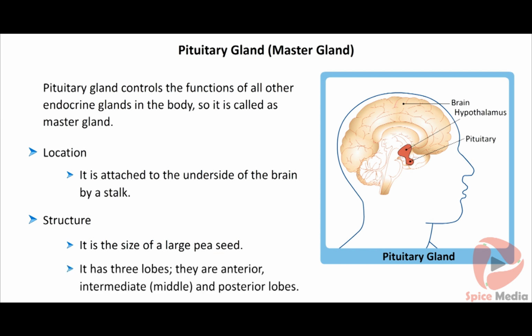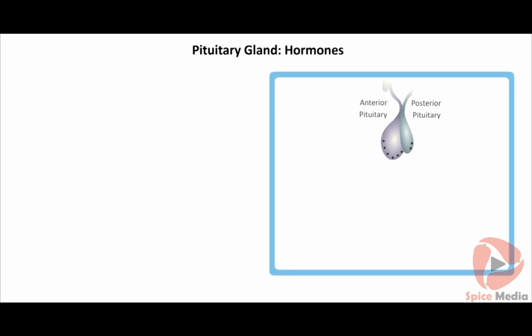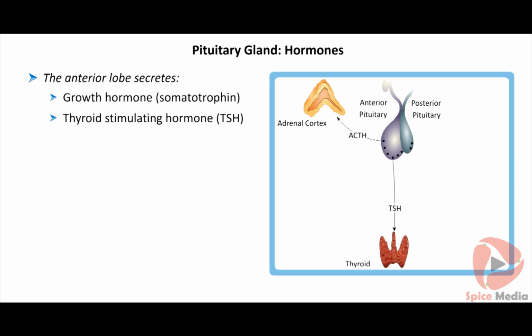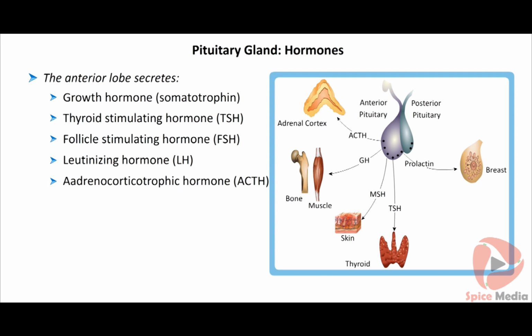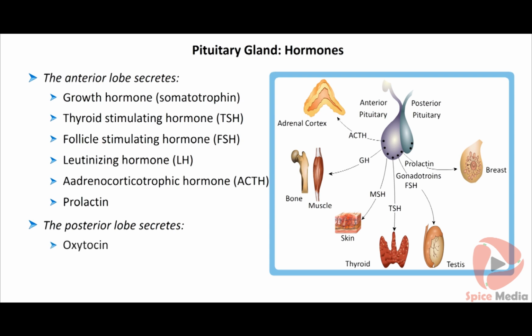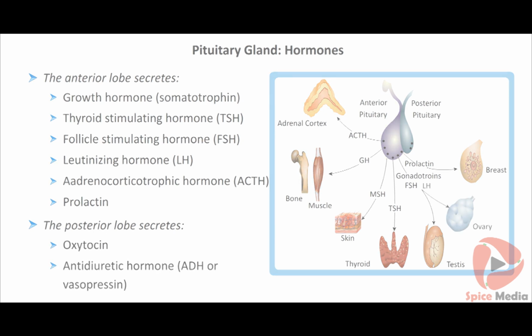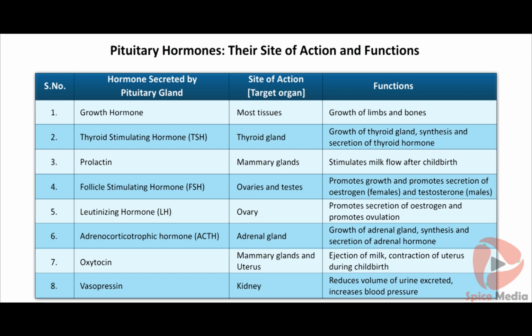It has 3 lobes. They are anterior lobe, intermediate or middle lobe, and posterior lobe. Anterior and posterior lobes actively secrete hormones. Hormones secreted by anterior lobe are growth hormone, thyroid-stimulating hormone, follicle-stimulating hormone, luteinizing hormone, adrenocorticotropic hormone, and prolactin. Hormones secreted by posterior lobe are oxytocin and vasopressin. Look at the table showing hormones of pituitary, their site of action and functions.